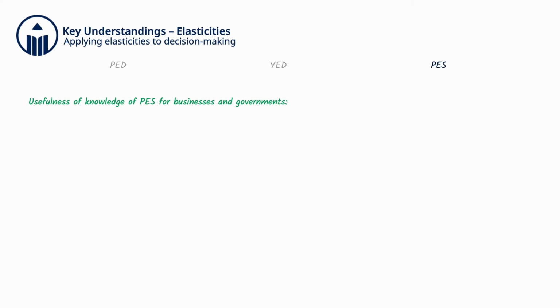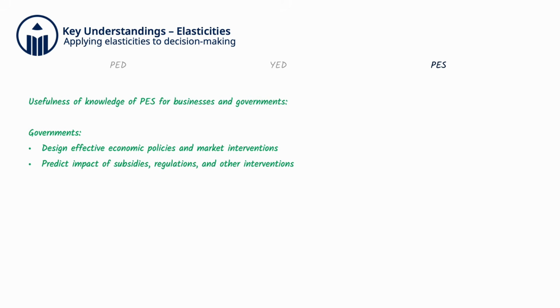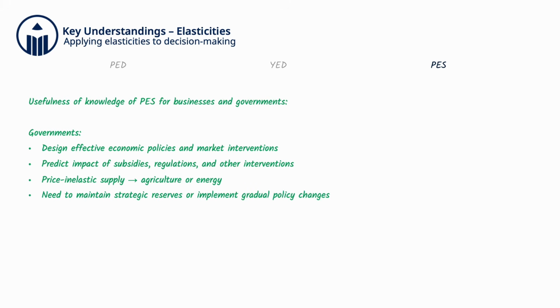Governments also rely on PES data to design effective economic policies and market interventions. Understanding how quickly suppliers can respond to price changes helps policymakers predict the impact of subsidies, regulations, and other interventions. For example, in sectors with price inelastic supply, like agriculture or energy, governments might need to maintain strategic reserves or implement gradual policy changes to avoid market disruptions.